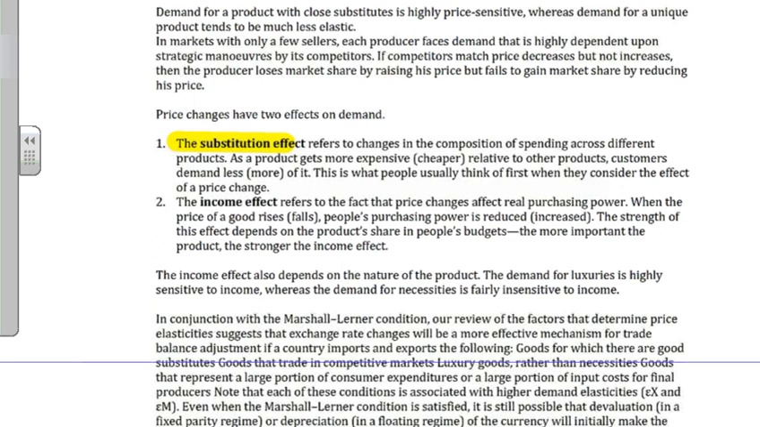In other words, if the product becomes too expensive, can you substitute it for a similar product? The income effect is the fact that price changes do have an impact on real purchasing power. As the price of a good rises, people's purchasing power falls, you've got less money available, and vice versa. The strength of this effect, called the income effect, will depend on each person's budget, and the more important the product, the stronger the income effect will be.